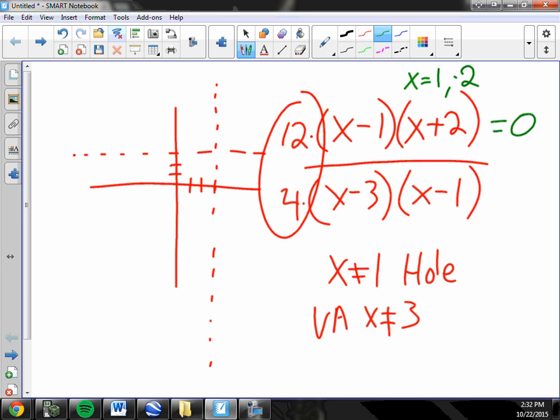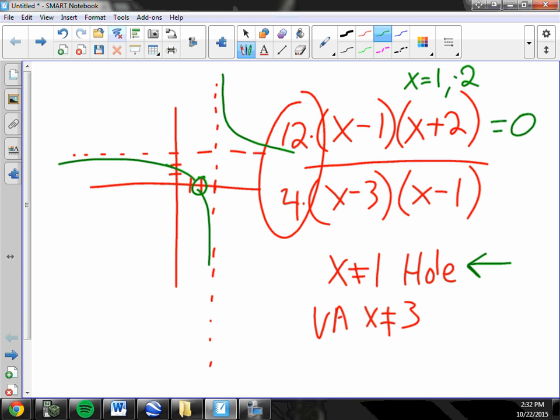Well, can those both be x-intercepts? No, because there's a hole at 1. So even if it tried to hit the x-axis at 1, it's going to skip over it. So the graph would look something like this. And you actually have to plug it in your calculator to figure out the shape exactly.